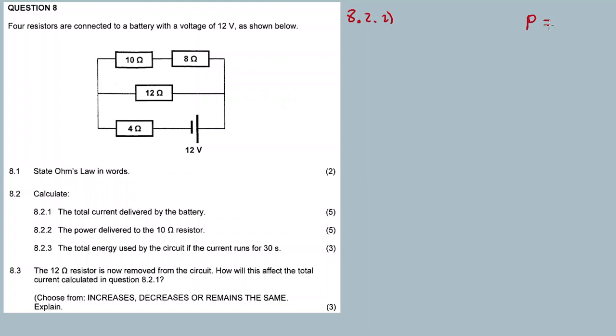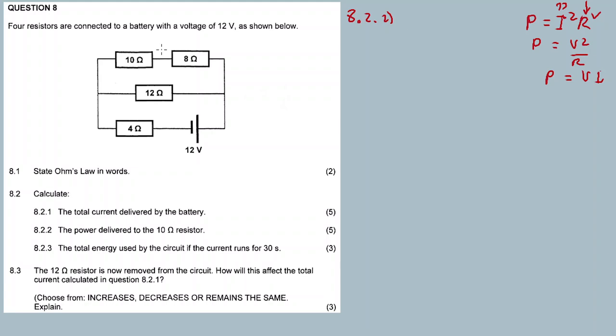Power is equal to I squared R, or power is equal to V squared over R, or power is equal to V times I. So you can use any of the three, right? But I will stick to the first one, because I want the power delivered to the 10 ohm resistor. I do have the R, but I don't have the current. So I need the current flowing through the 10 ohm resistor.